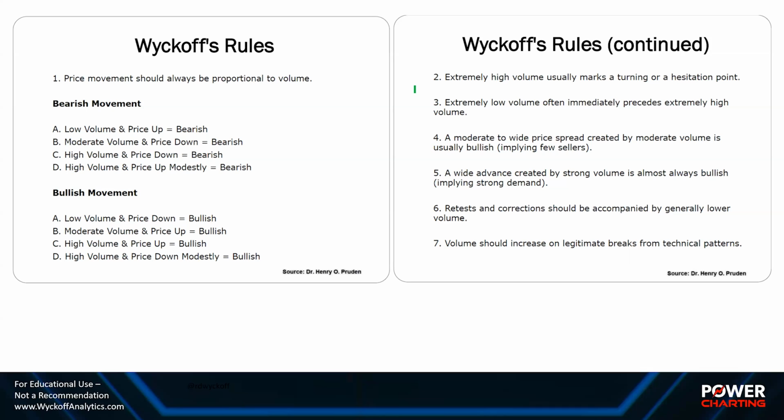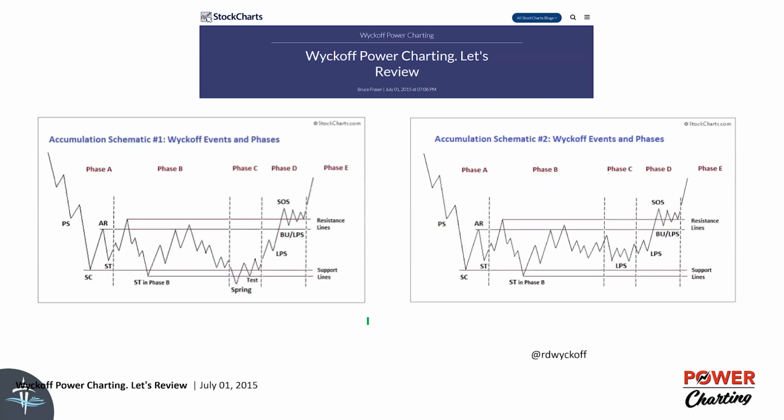And then volume should increase on legitimate breaks from technical patterns, breaks through resistance. So that shows the breakout. It shows that there's active demand at the breakout point, and volume should increase as that's happening. We always are suspicious if we get a breakout and volume is low or contracting. So with that, let's move on and show some examples. Again, this is not an all-inclusive list. These are some of the high points, and I want to just really introduce these concepts to you.